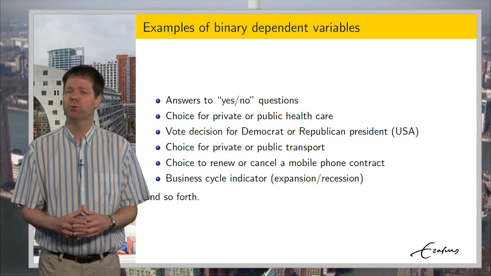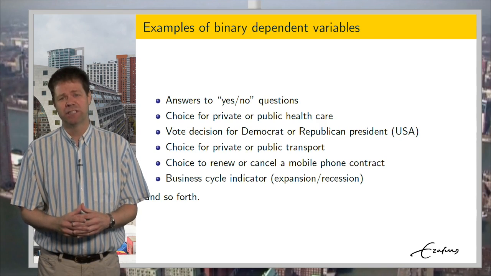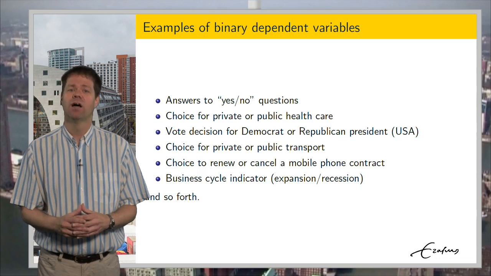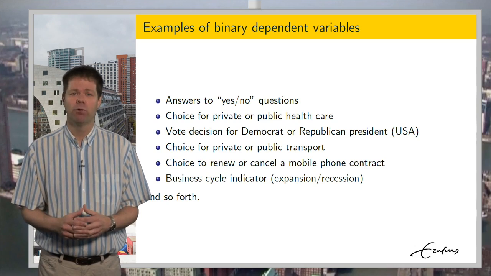A straightforward example concerns the answer of individuals to a yes-no question. Other examples are the choice for public or private healthcare, the choice for the Democrat or Republican candidate at the US presidential elections, the choice for public or private transport, the decision to renew a contract or not after it has expired, and so forth. These data are usually called binary choice data, although the dependent variable does not always have to correspond to a real choice of an individual. The y may, for example, also indicate the stage of the business cycle, recession or expansion, in which case there is no clear choice by an individual.